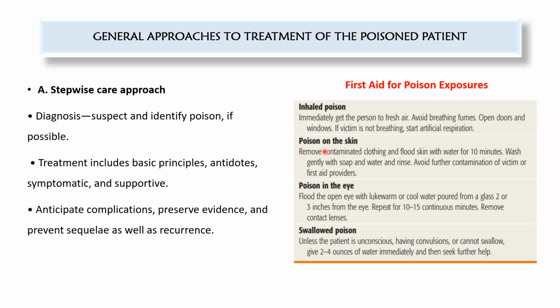Then if poison has entered the body through the skin, remove contaminated clothing and flood the skin with water for 10 minutes. Wash gently with soap and water and rinse. Avoid further contamination of the victim or first aid providers. If poison is in the eye, flood the open eye with lukewarm or cool water poured from a glass 2 or 3 inches from the eye. Repeat for 10 to 15 continuous minutes.